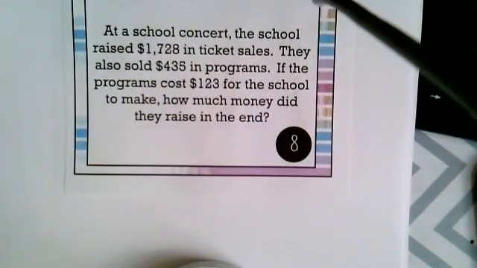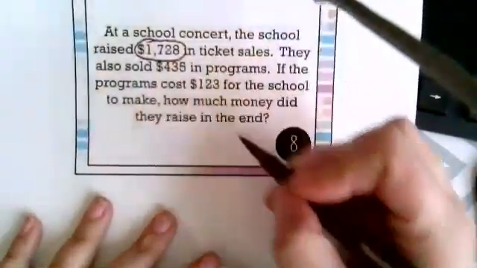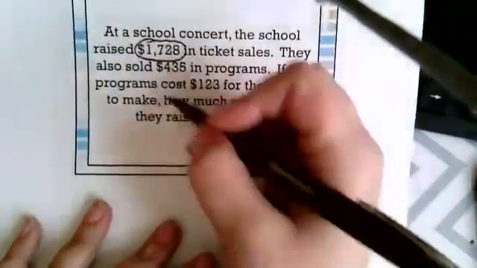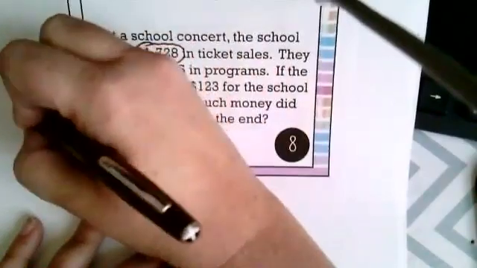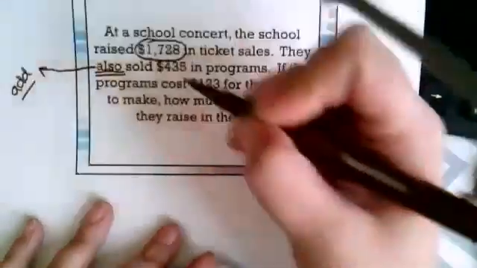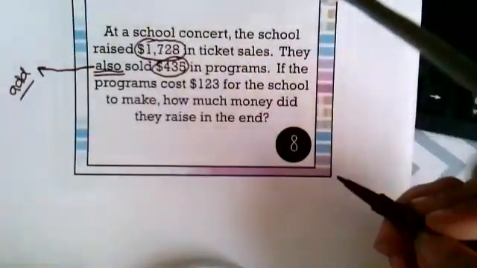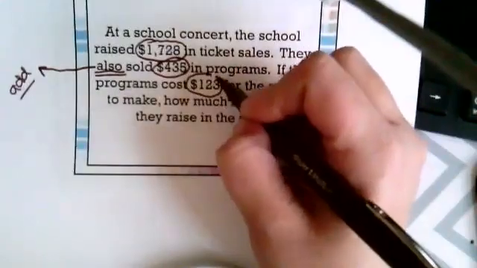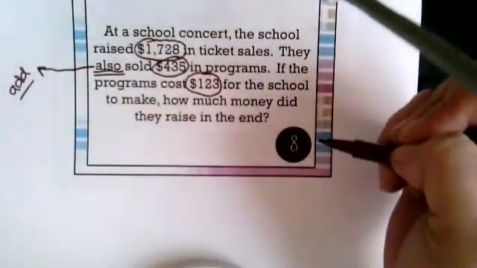At a school concert, the school raised $1,728 in ticket sales. They also sold, so also, what does that mean? Add. 435 in programs. If the programs cost $123 for the school to make, how much money did they raise in the end?